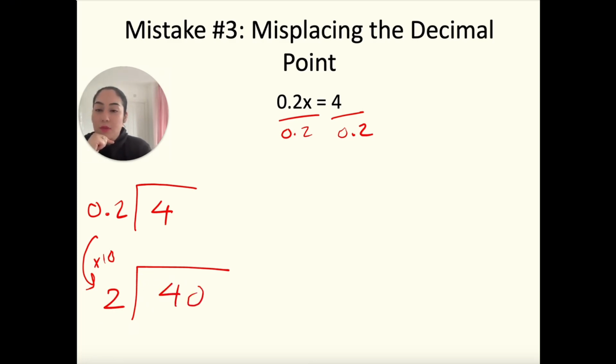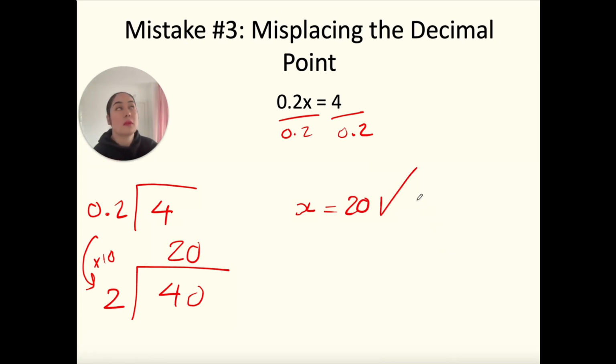How many times does 2 go into 4? Twice. How many times does 2 go into 0? 0. So 40 divided by 2 is equal to 20. So x here is equal to 20, right? That is the correct answer. However, if you forget and divide 4 by 2, you get 0.5, which is a completely different answer. So be very mindful of decimals.